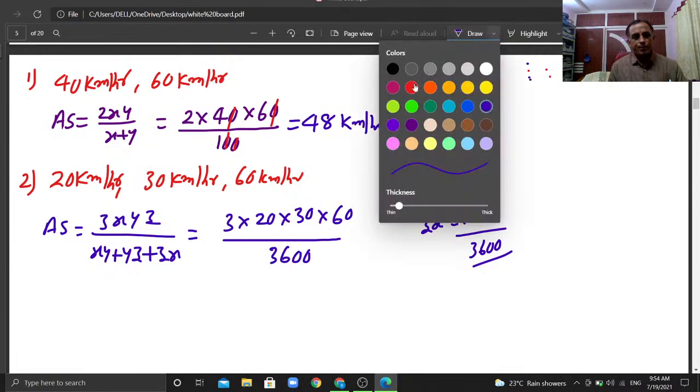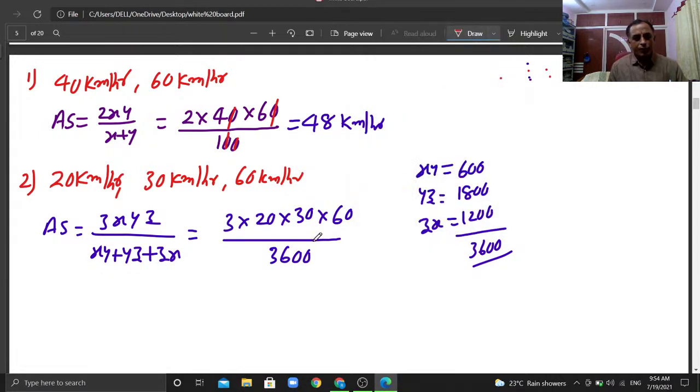Simplify this equation. This 0, 0 cancel. Next 0, 0 cancel. 6 1 6, 6 6 36. 3 1 3, 3 2 6. 2 1 2, tens. Therefore 3 into 10 is equal to 30. So their average speed is 30 kilometer per hour. What is the average speed? 30 kilometer per hour. Okay.